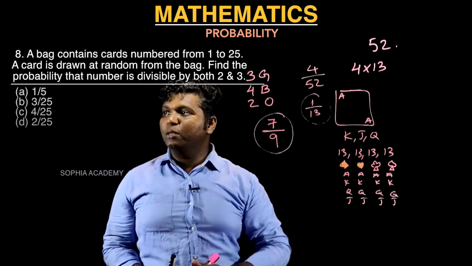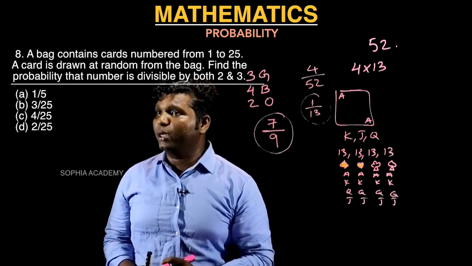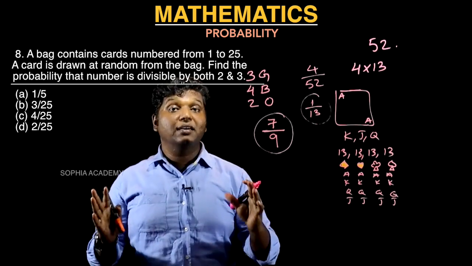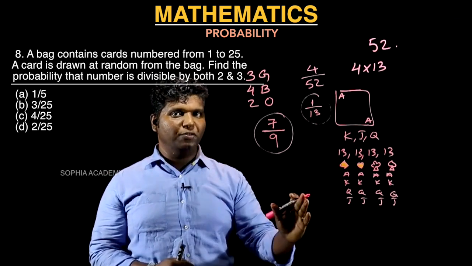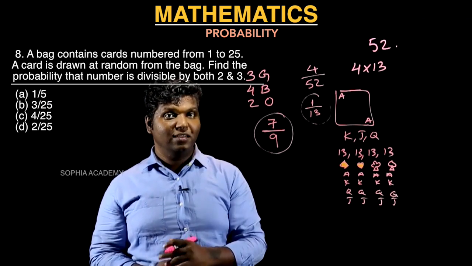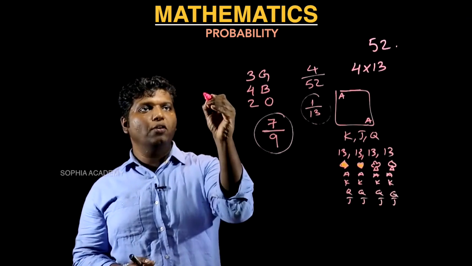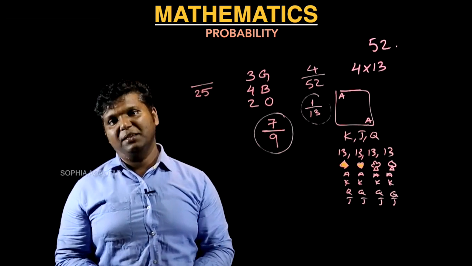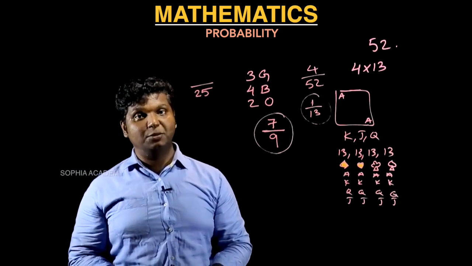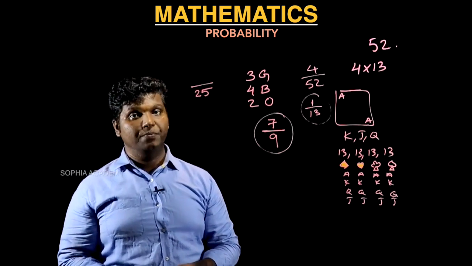So here goes the next question before you. In this question you can see that a bag is containing some number cards which is numbered from 1 to 25. So there are 25 cards inside this bag. That's the first thing given here.